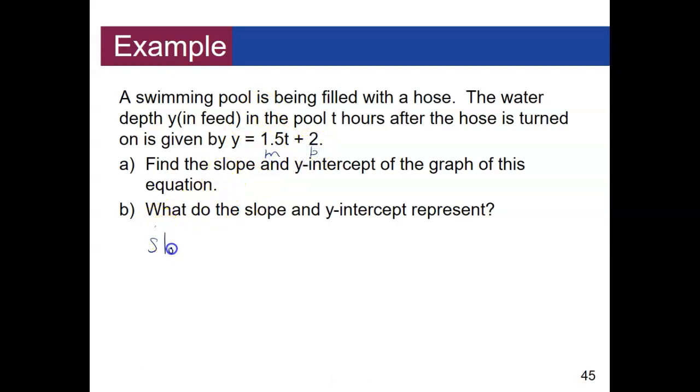So the slope is going to be 1.5, and because it's the slope, it's going to be in feet per hour. And then the y-intercept is going to be 2 feet. And that's basically what the slope and the y-intercept are representing. The slope is representing how fast the water is pouring into the pool, and the 2 is representing how much we had when we started filling the pool. So it had some water in it at the beginning, and 2 was the amount that it had in it at the beginning.